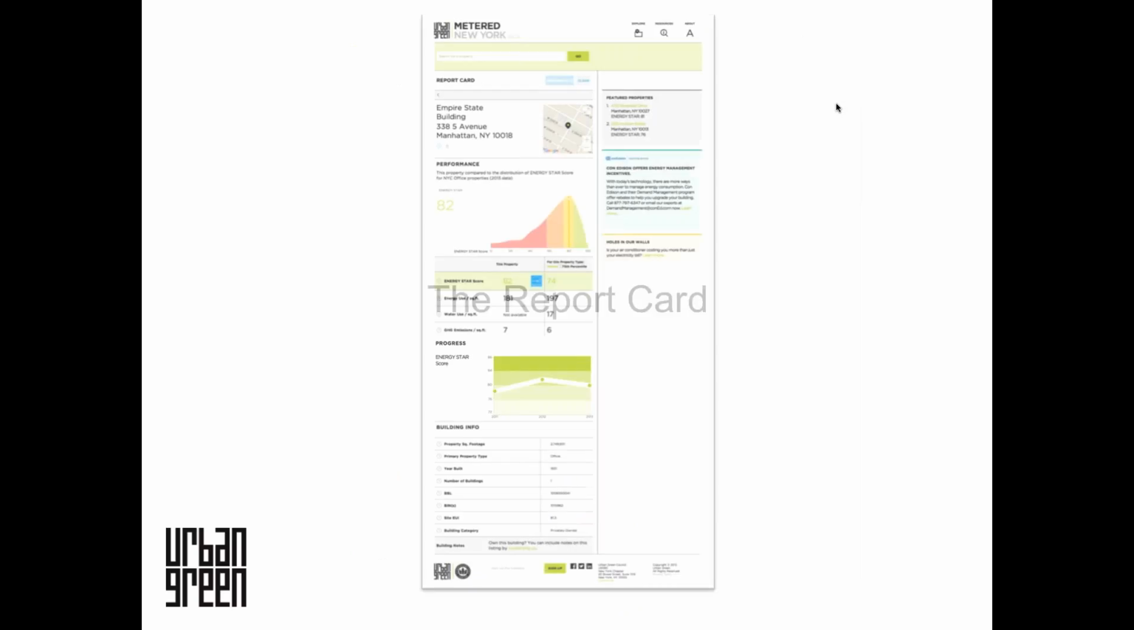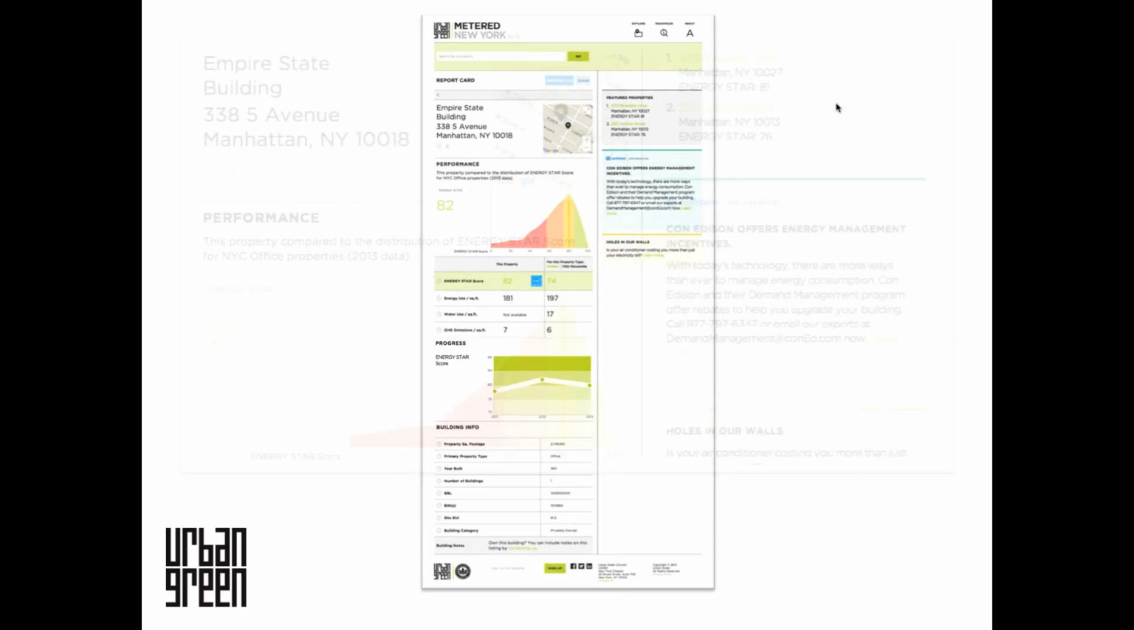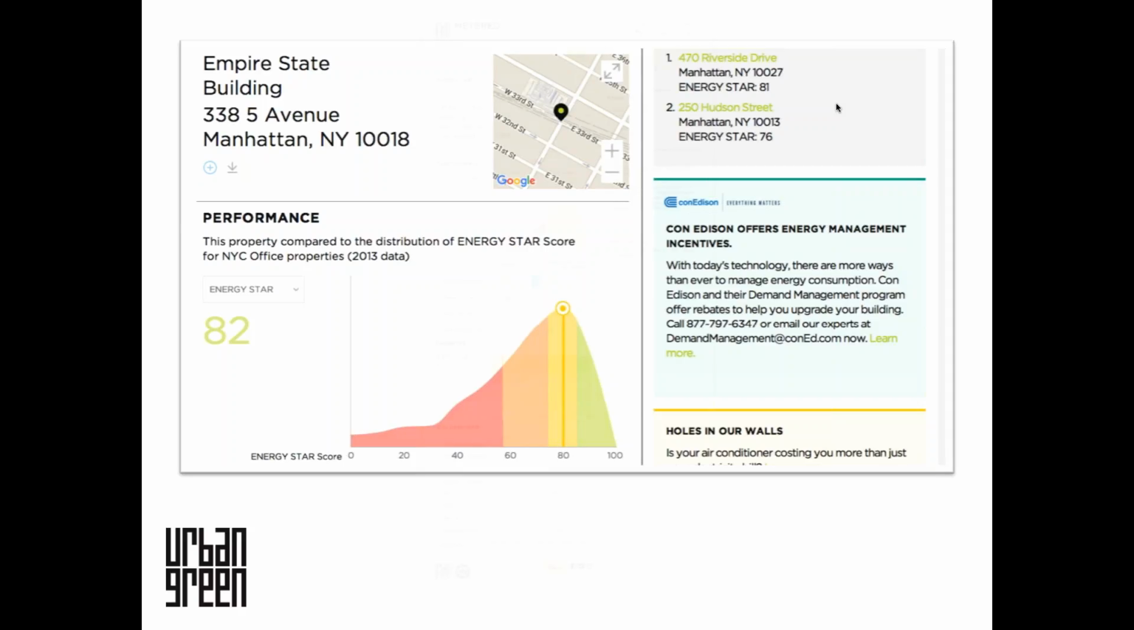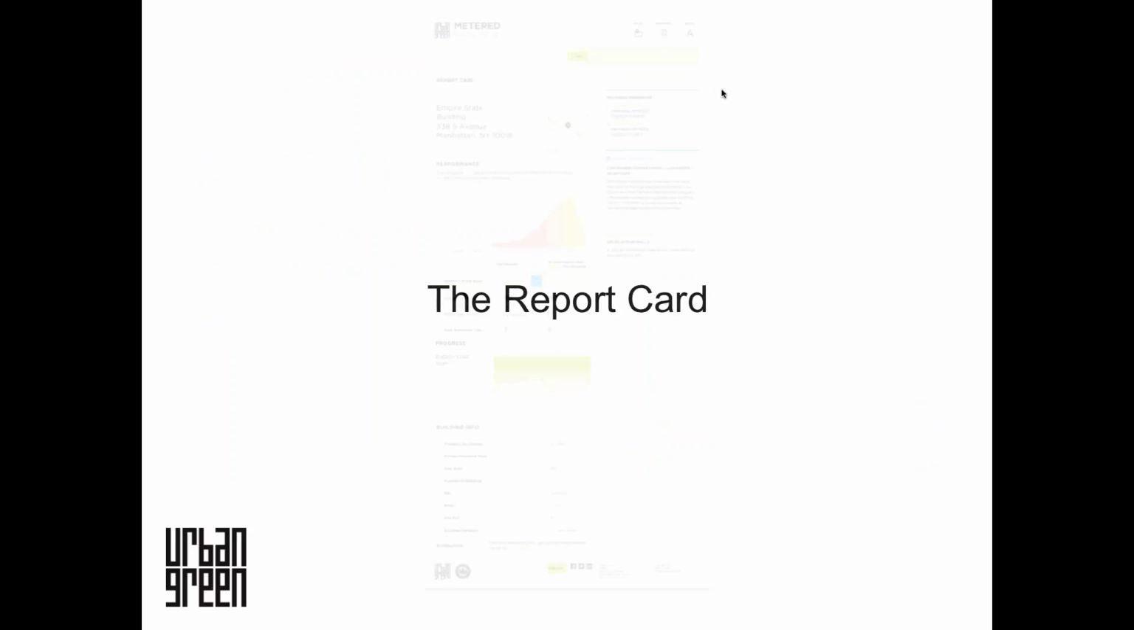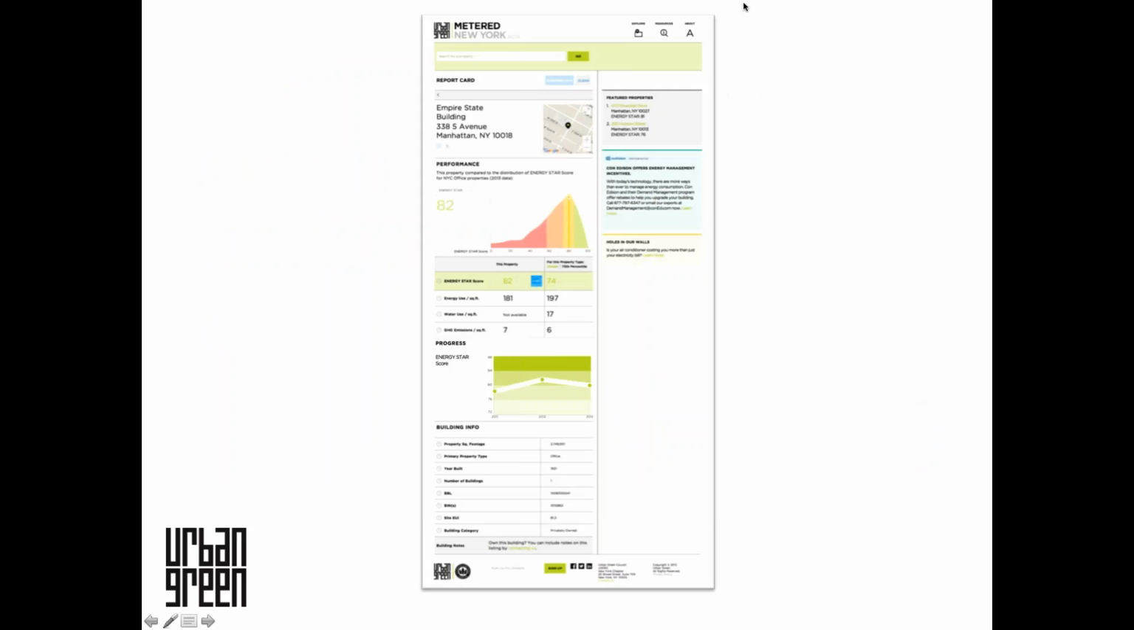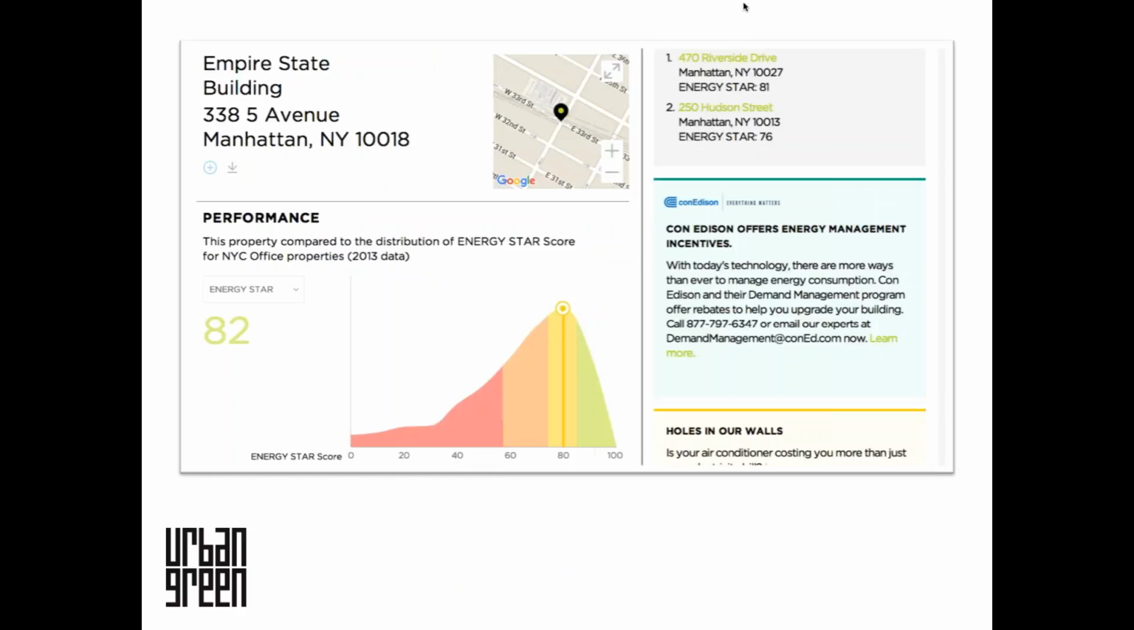Then we go to the report card page. For every building, there's a report card. I know you want to see the Empire State Building. So here it is. Here's all of the information on the Empire State Building, and zooming in, we can see that we're looking at Energy Star scores across.